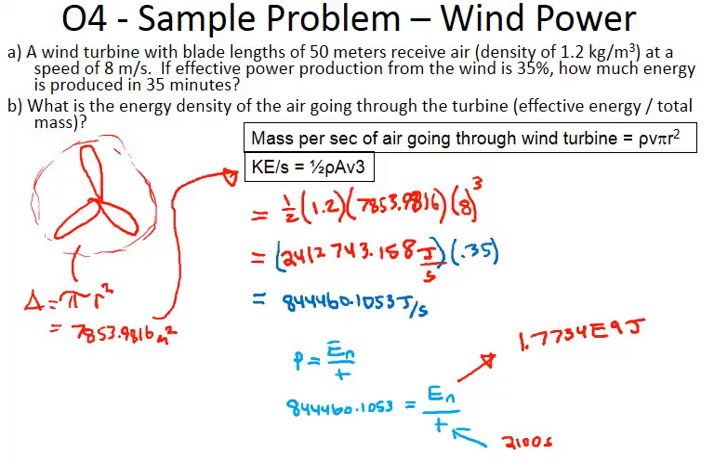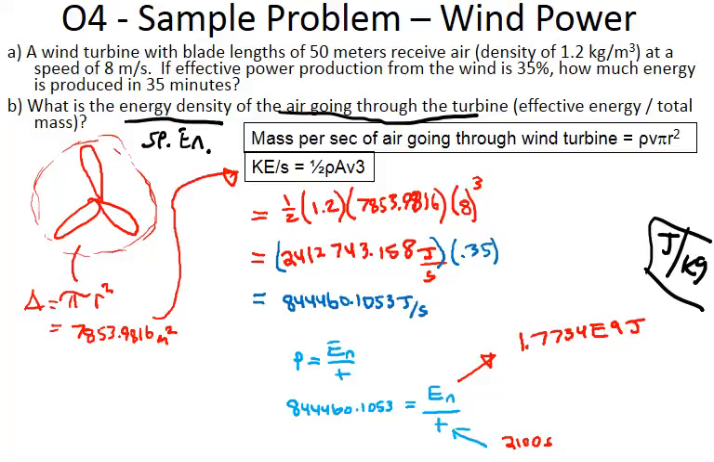Now, the second part of this that we're going to address is, what is the energy density, or the specific energy of the air going through the turbine? In other words, how many joules per kilogram? And really, specific energy would be better to use, because joules per kilogram is specific energy.